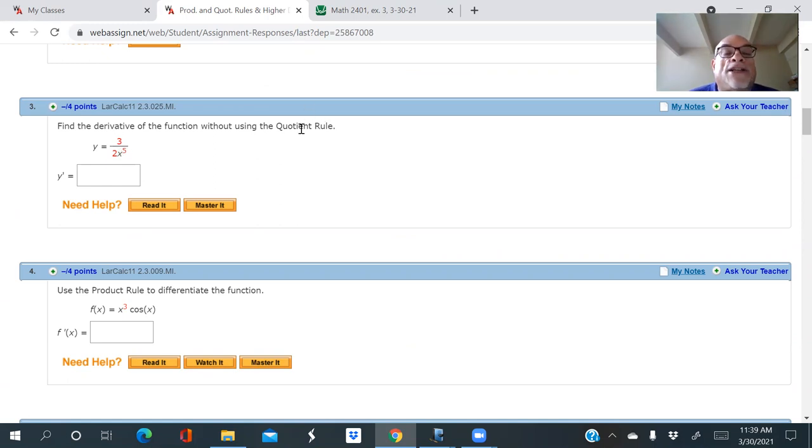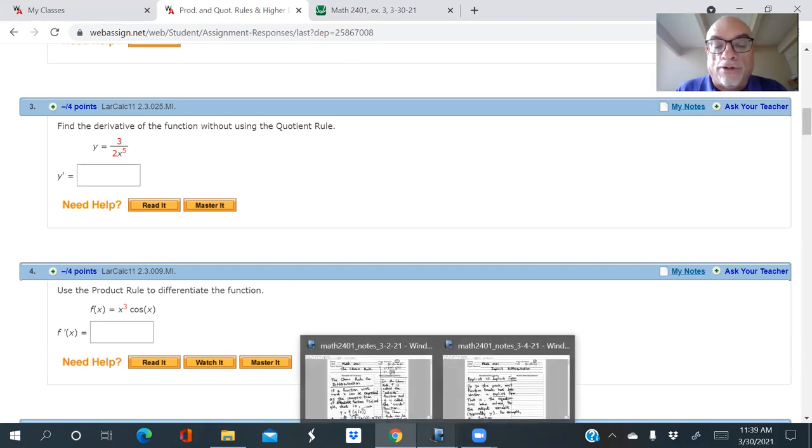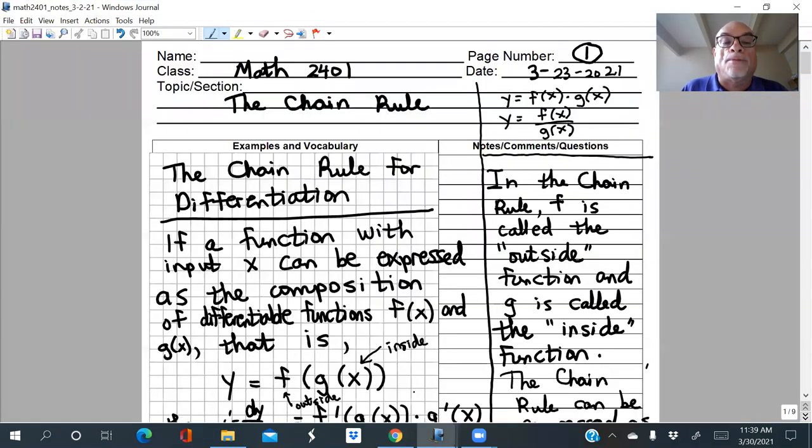But this one has just one additional instruction here. It says differentiate the function, and then it says without using the quotient rule. So they're kind of giving you a restriction here. Do not use the quotient rule. That's kind of a funny restriction, right? Because this homework is about the quotient rule. So they're telling you not to use the quotient rule on the homework that's about the quotient rule.